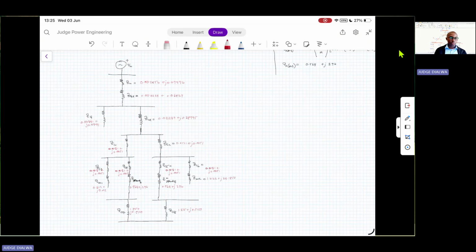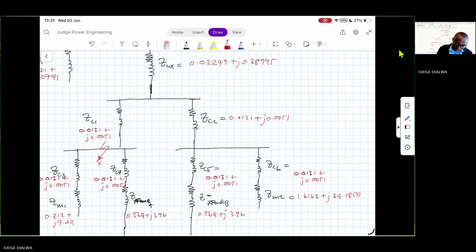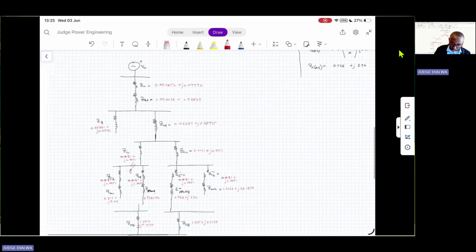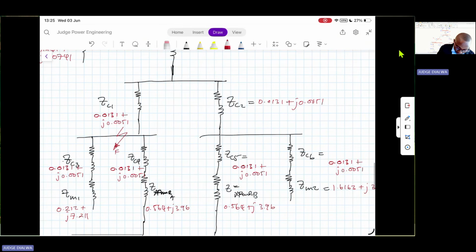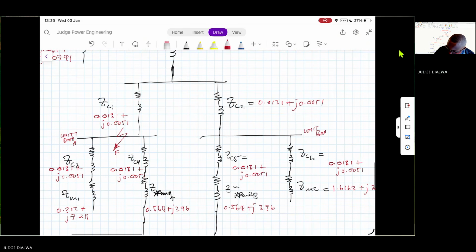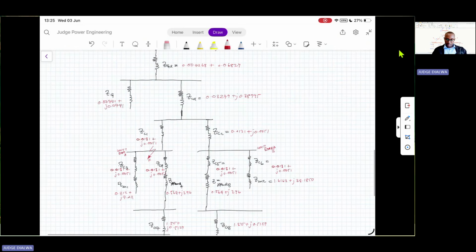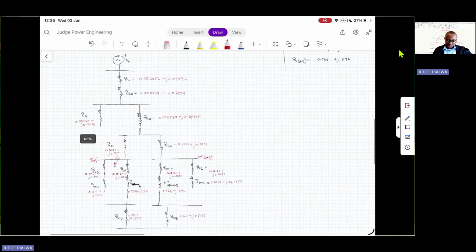Now, on our next video, we'll then see how we use this to compute the fault current at unit board A. How then do we use this diagram to compute the fault current at unit board A, the fault inserted at unit board A? This is unit board B. Remember, all these impedances will then contribute to the fault current at unit board A. So we'll see how we use this to compute the fault current.